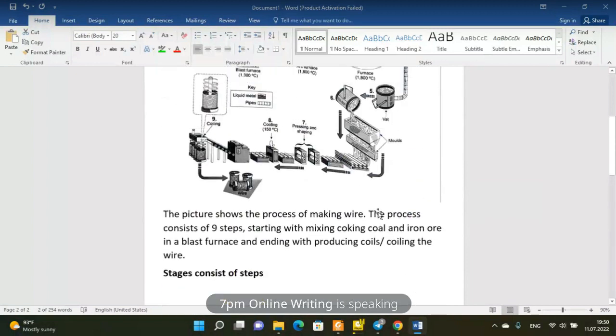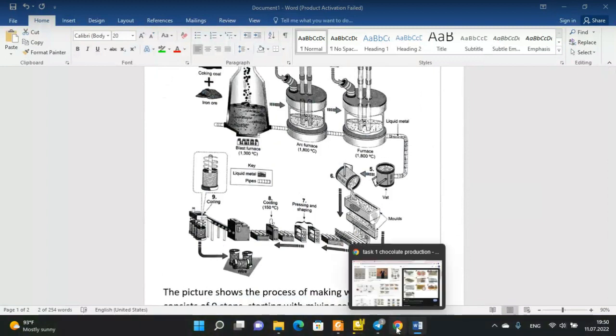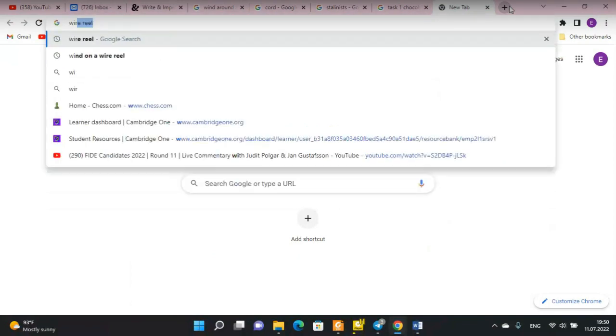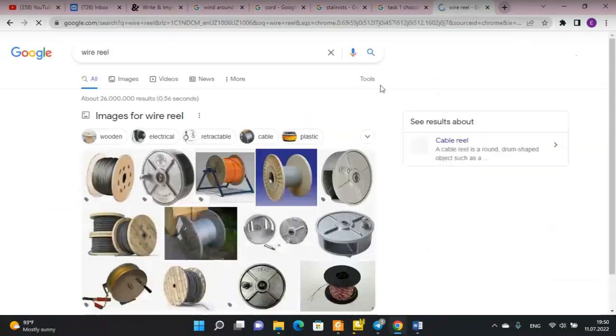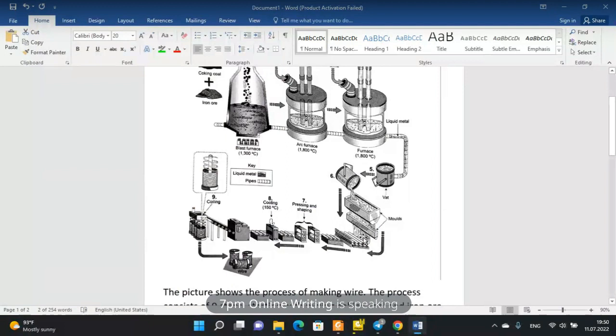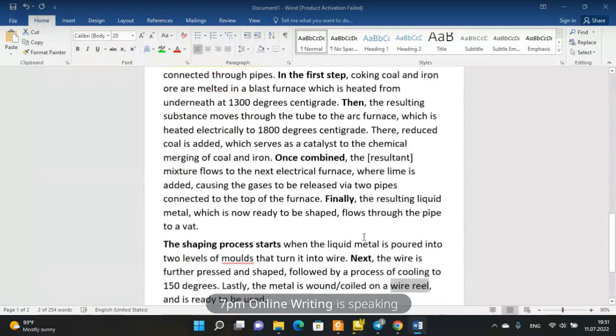So this thing is, if I open this, wire reel, right? So this thing, right? In Uzbek it would be something like haltak. Yeah.